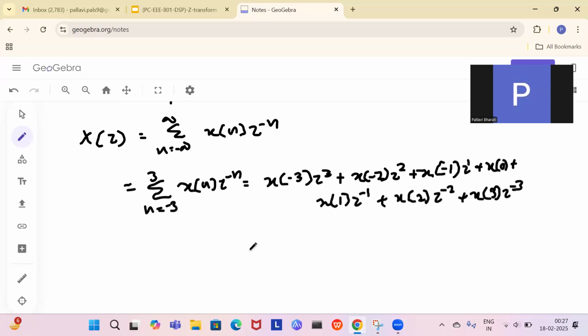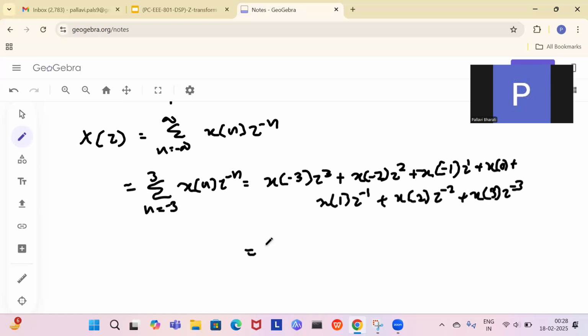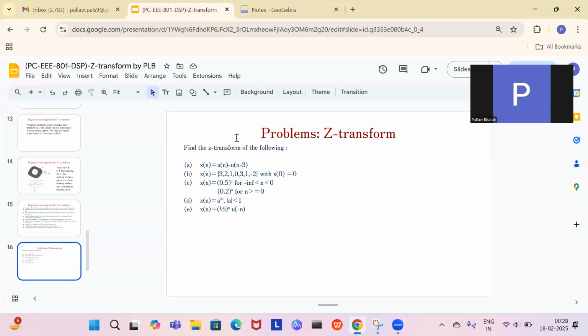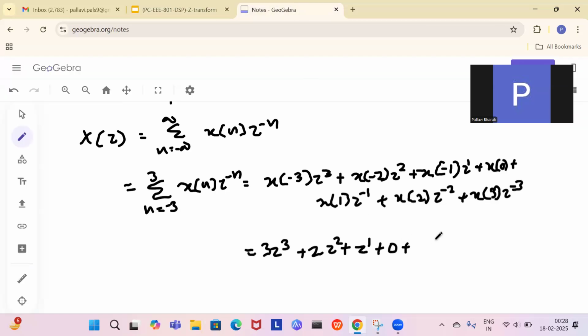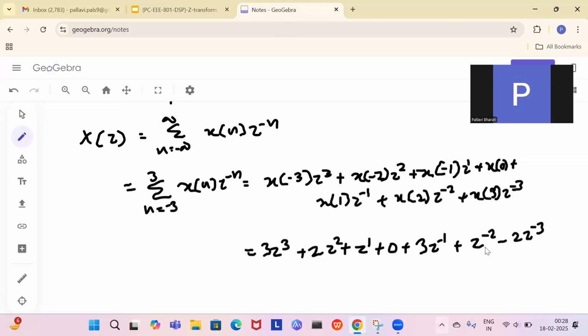You see the sequence? It was starting from 3, 2, 1, 0, right? So x of minus 3 was 3. So this is going to be 3z cubed, 2, then 1, then 0, then again 3, right? 3, 2, 1, 0 and 3, 1, minus 2. So 3 was the value of x of 1, 1 was the value of x of 2, and minus 2 was the value of x of 3. So this way you are getting it: 0, 3, 1, minus 2.